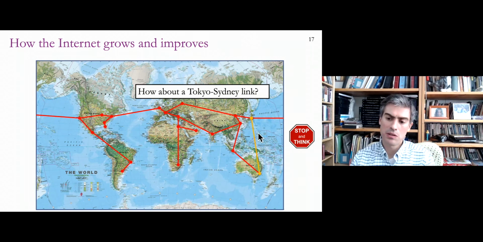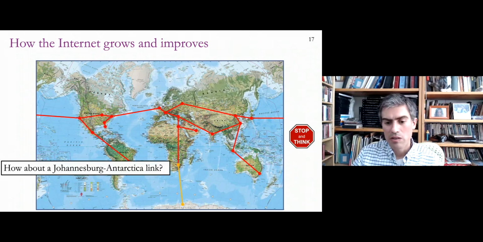So if this was going to be built, it would be built by probably the Australians. Okay? And they would build it if the number of customers in Australia, and the amount of benefit seen by those customers in Australia, was enough to pay for the cost of this link, basically, right? Okay. Assuming that markets work efficiently.